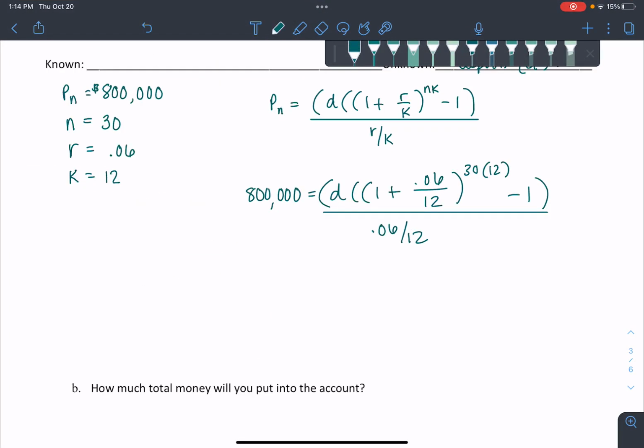So as I said before, you could just take all the stuff next to D and divide it to the other side under 800,000. We know that works. We know that we got the 796.40 when we did that. But if we wanted to do it by breaking down the algebra a little bit, you are going to rewrite that as 0.06 over 12 times the 800,000, right? We said we were going to do that to both sides.